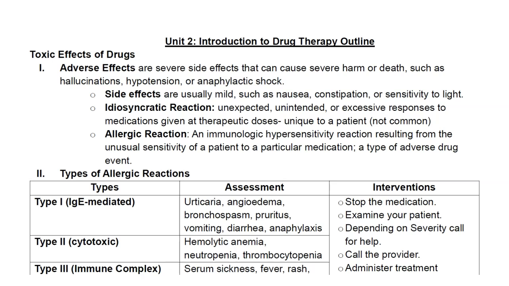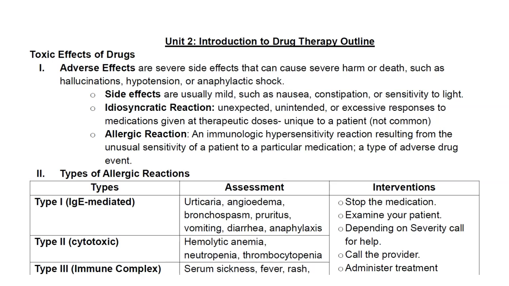Anyway, next would be side effects. A side effect is a type of adverse effect. It is more of a milder version of an adverse effect. They're usually mild, and typically involve nausea, constipation, or sensitivity to light. These are still things that we need to consider, but they're typically not as serious.